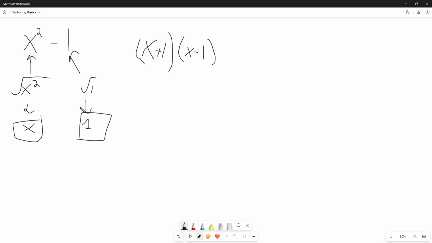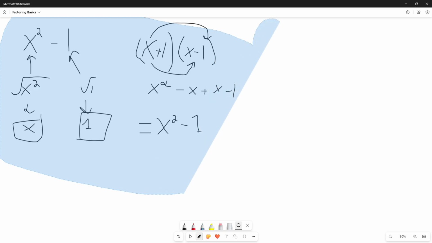Now, if we were to expand this, we would go like this, x squared, and then minus x, and we do the same thing over here, 1 times x plus x minus 1, which gives us x squared minus 1. So whenever you have these type of things where there are perfect squares with a minus in between, then you can do this trick. Now I'll give you another example, which will help out, I hope so.